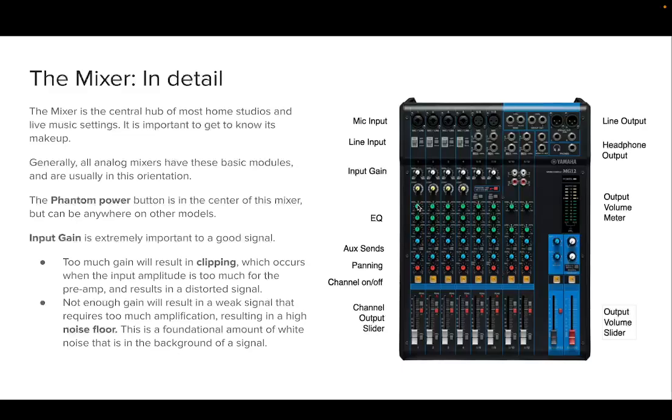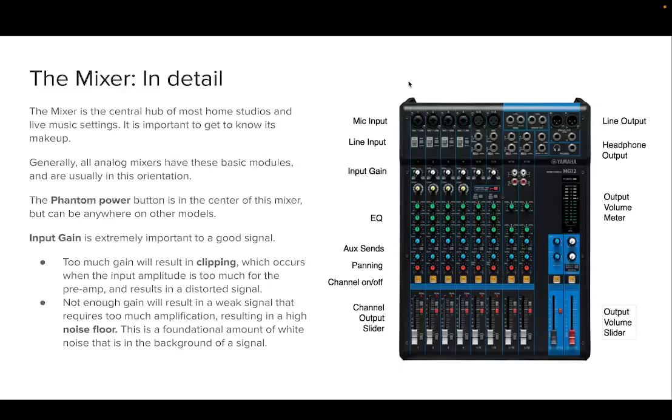Next, we have EQ or equalization controls. Aux sends are these next color group. The panning knobs are these color groups. We have channel on-off buttons in this particular brand of mixer. This is a Yamaha. These are also known as mute or solo buttons on other types of mixers like Mackie mixers. And we have our channel output slider.